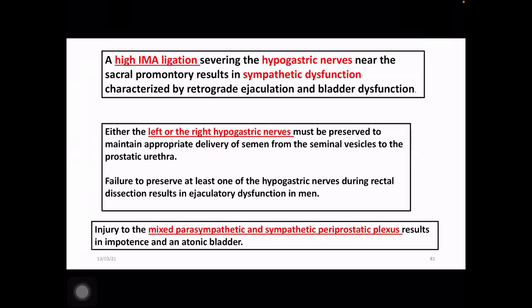It's a very important slide which you must remember, given in both Sabiston and Shackelford. So sympathetic nerve damage, in short, results in improper delivery of semen to the prostatic urethra, causing retrograde ejaculation. Parasympathetic nerve damage results in impotence. Fine.